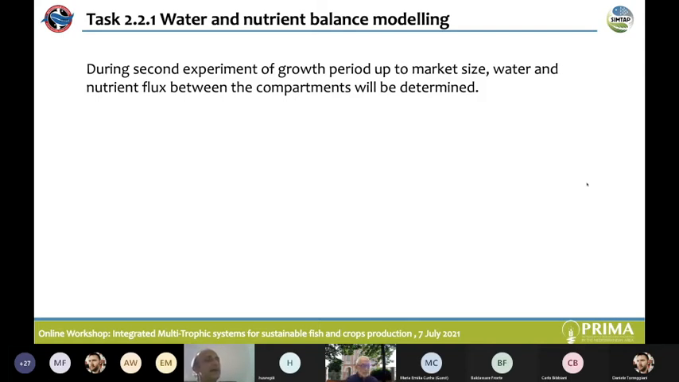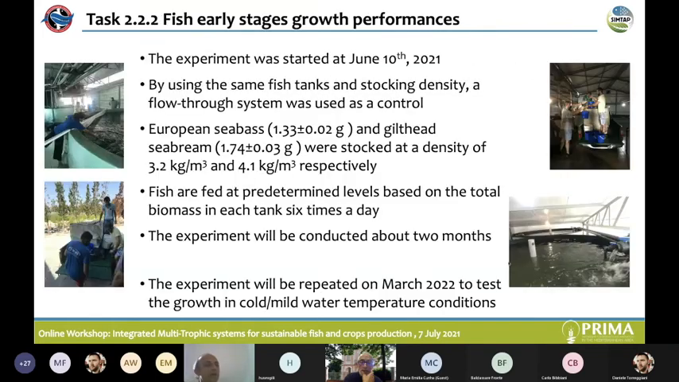Maybe this is the harder part of the study for us. I hope we will complete the study on water and nutrient balance modeling within 8 to 9 months. Another task is fish early stage growth, determination of growth performance during the fish early growth stage.